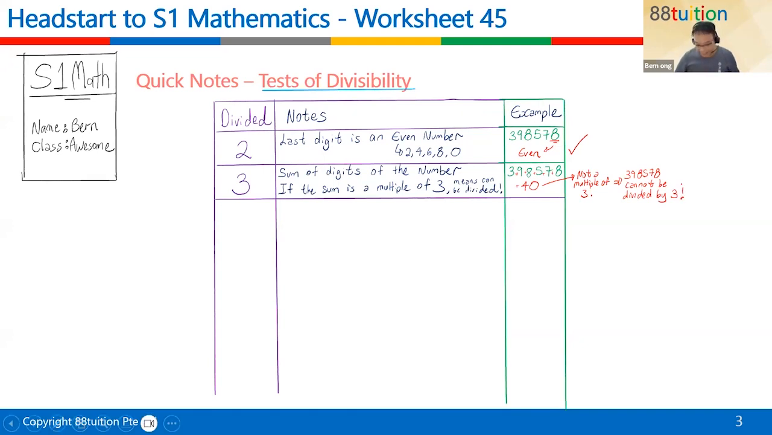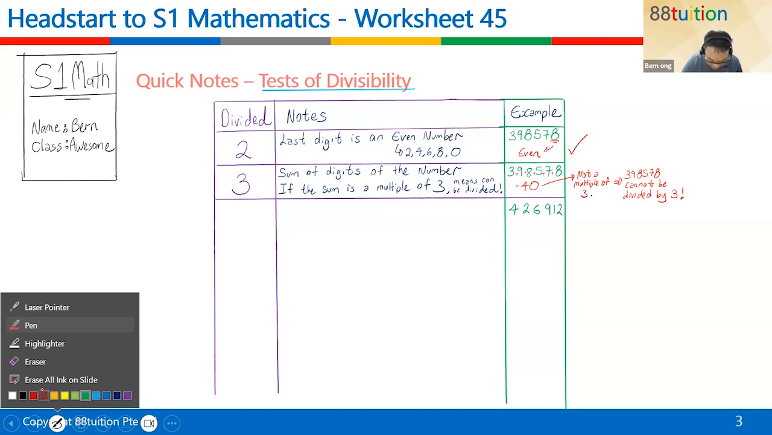All right. Can we have another example? Sure. For example, we can have this other number. Let's say 4, 2, 6, 9, 1, 2. That is 426,912. Can this number be divisible by 3? That's my question.